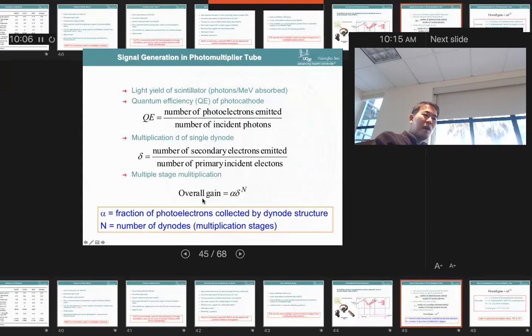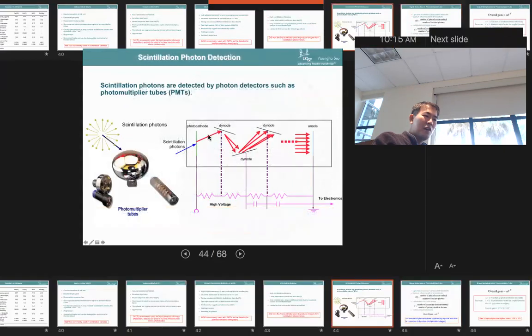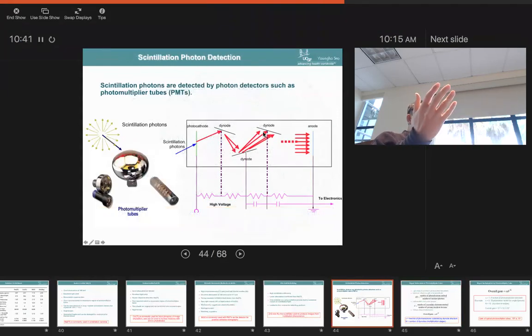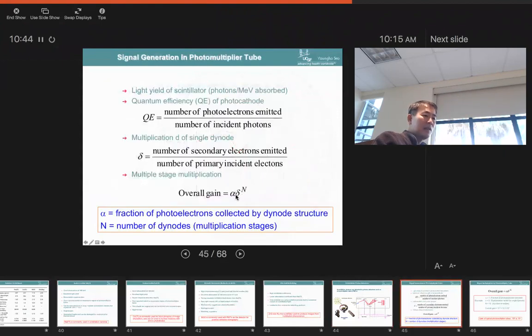The overall gain of the PMT is defined with alpha, the fraction of photoelectrons collected by the dynode structure. If you look at this diagram again, we can assume that if we design the PMT very carefully, almost 100% of the photoelectrons generated here could be directed to the dynode, but there could be some loss. That's why we put alpha there. We also have the number of dynodes, n, because the more dynodes, the more amplification, and each stage has a delta amount of multiplication.